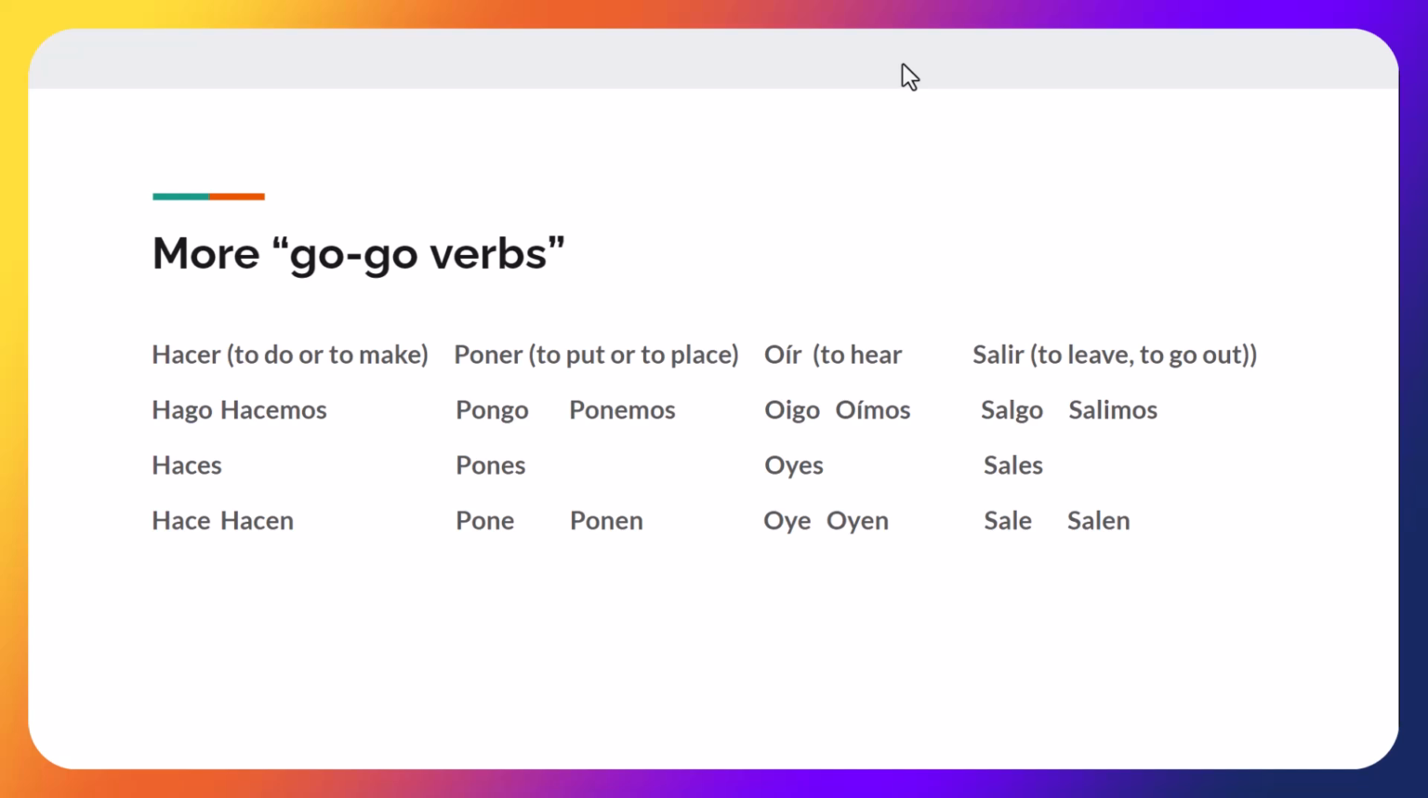Then I have the verb poner. Poner means to put or to place. The yo form is pongo. Now be careful how you pronounce that. This is not the 101 Dalmatians. That's not pango. That's pongo. O's are always o in Spanish. But pongo means I put or I place, etc. Let's do it. Pongo, pones, pone, ponemos, ponen.